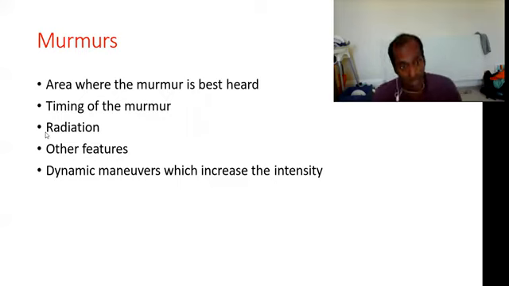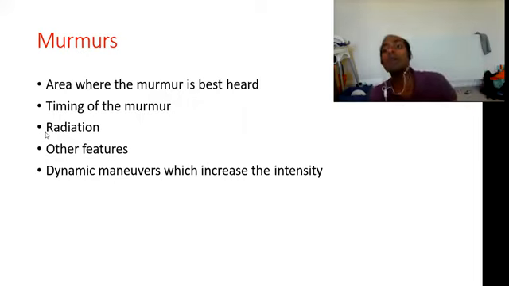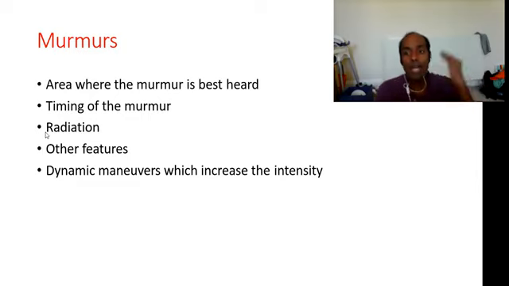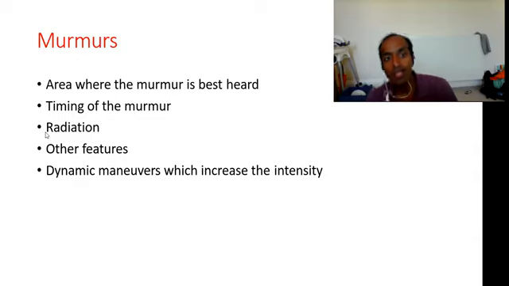Time the murmur, systole or diastole. I think I might have told this to you, but again for revision, you always time it with the carotid pulse. If a murmur corresponds with the carotid pulse, that is a systolic murmur. If the murmur and the pulse come separately, that is a diastolic murmur. So the easy way to do it, right? Systolic, pulse and murmur come together at the same time. Diastolic murmur, pulse and murmur come separately. So that is the timing of the murmur.